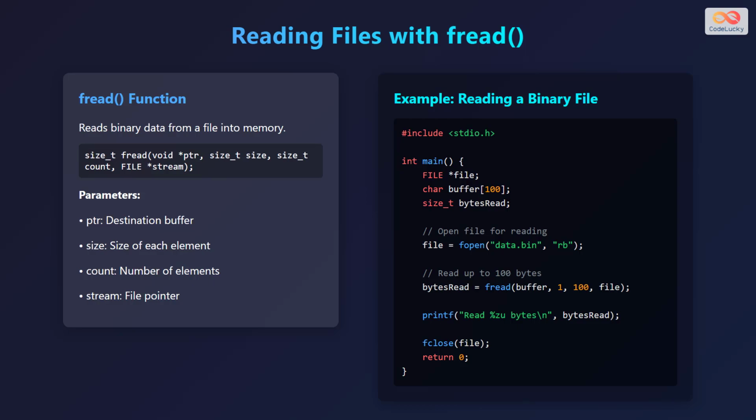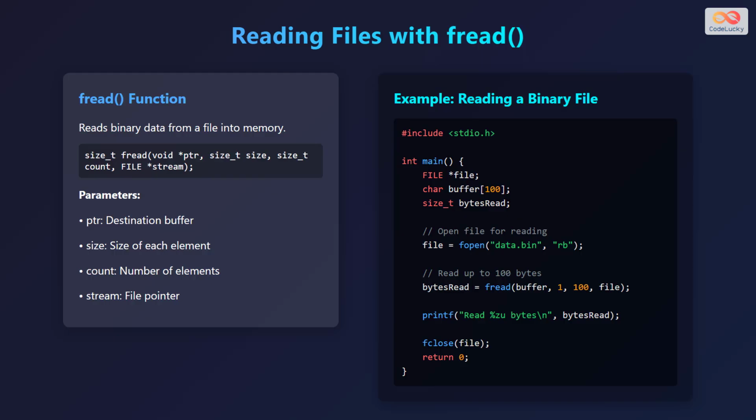Let's delve into reading files using the fread function in C. fread is primarily used for reading binary data from a file into memory. Here is the syntax: size_t fread(void *ptr, size_t size, size_t count, FILE *stream). The parameters are ptr, which is the destination buffer where the data will be read into; size, which is the size of each element to be read; count, which is the number of elements to be read; stream, which is the file pointer.